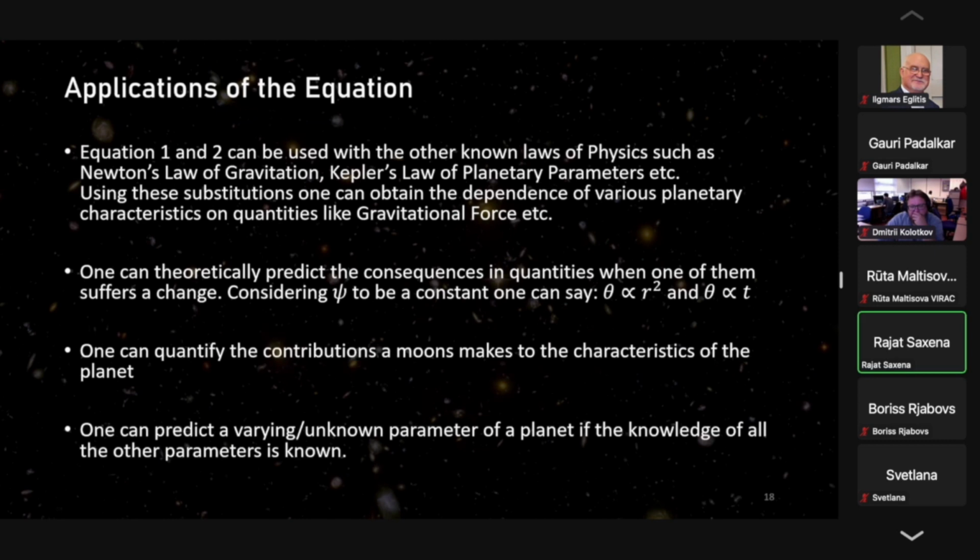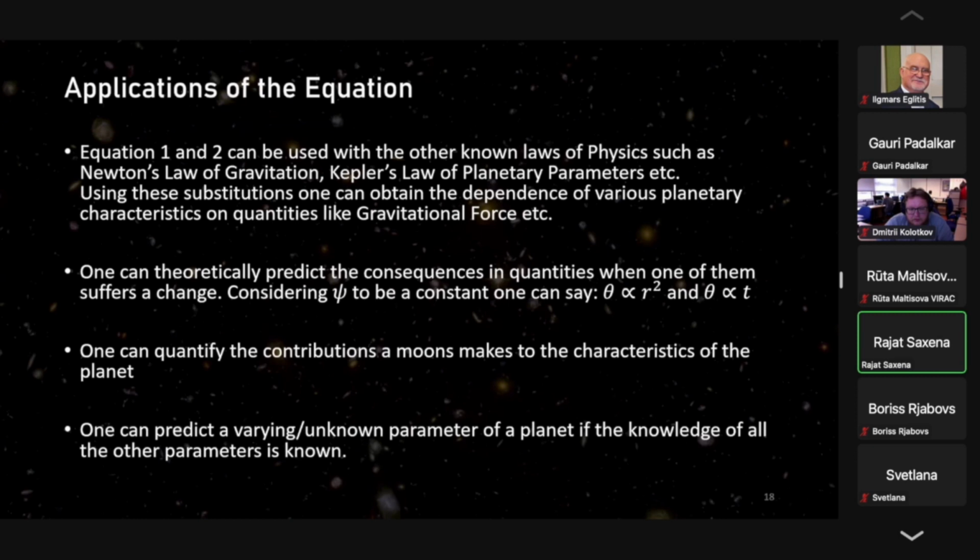My favorite application would be, we can use it with other known laws of physics such as Newton's law of gravitation or Kepler's laws of planetary motion, and we can make certain substitutions, and maybe we can obtain the values of gravitational force in terms of axial tilt, number of moons, or maybe something that was not used earlier. So it can show the dependence of quantities that we did not know of earlier. So that is one interesting application.